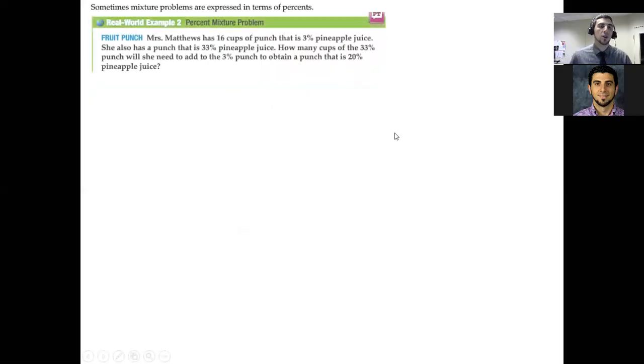Some mixture problems are expressed in terms of percents. So Mrs. Matthew has 16 cups of punch that is 3% pineapple juice. She also has a punch that is 33% pineapple juice. How many cups of the 33% punch will she need to add to the 3% punch to obtain a punch that is 20% pineapple juice?